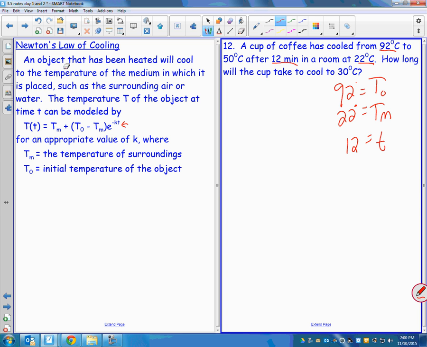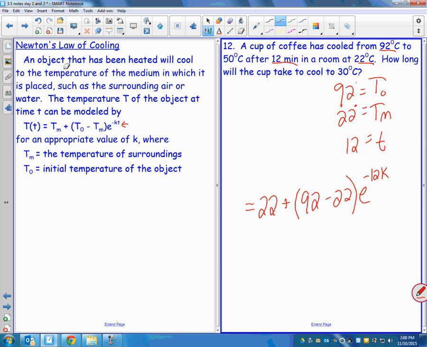Jonah. And then you can plug that back in to solve the other problem. So, I'm going to say equals 22 plus 92 minus 22 times e to the negative 12k, because I don't know what k is. That's what I'm trying to find. The constant of proportionality, basically.